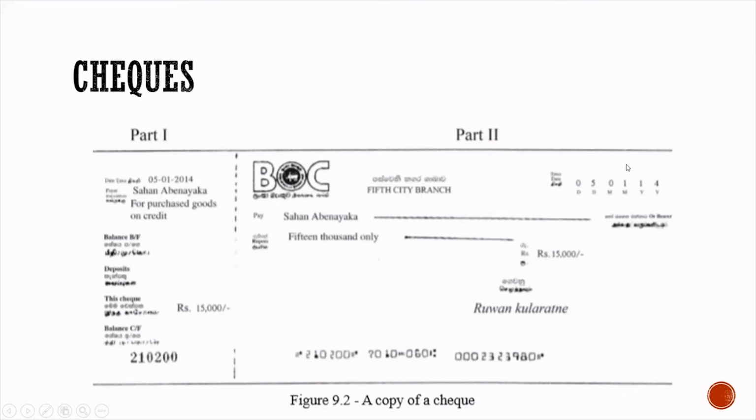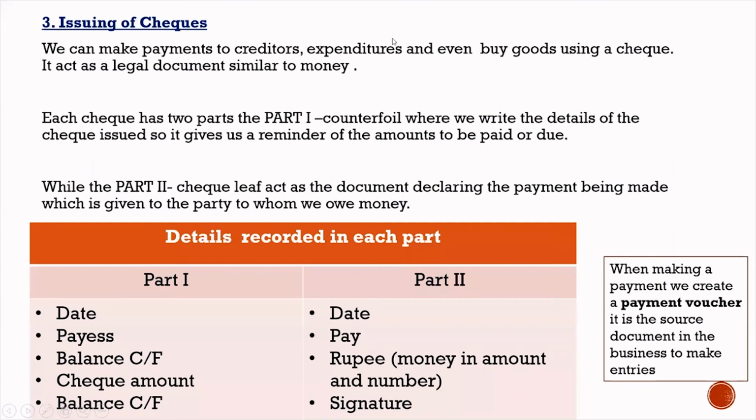So here the date is mentioned and we write pay to the person, the amount in words and in number, and there's a signature. So every check has a unique number so you can easily identify it. So what is it about issuing checks? We can make payments to creditors, expenditure, and even buy goods using a check. It acts as a legal document similar to money.